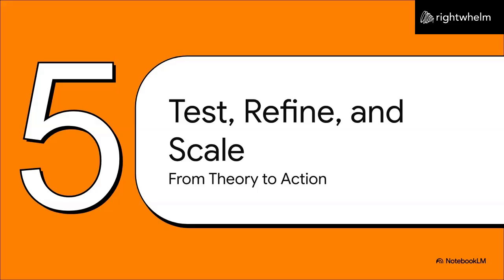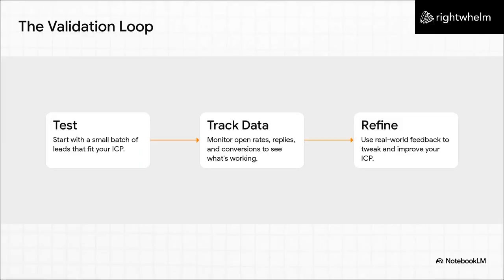So, you've built your ICP, you know what traps to avoid. Now what? Well, now it's time to put it to the test. It's time to turn this theory into a real engine for growth. The key here is to approach this like a scientist running an experiment. Start with a small test batch of leads that perfectly fit your ICP. Launch your campaign and then track everything. Your opens, your replies, your conversions, all of this is real-world feedback, and it's pure gold you can use to constantly tweak and improve your profile.